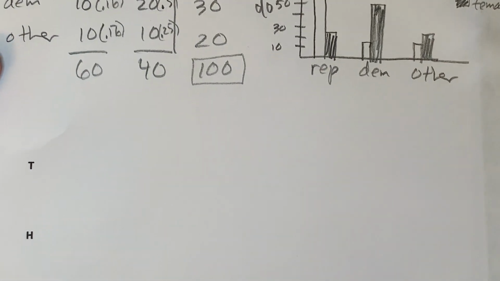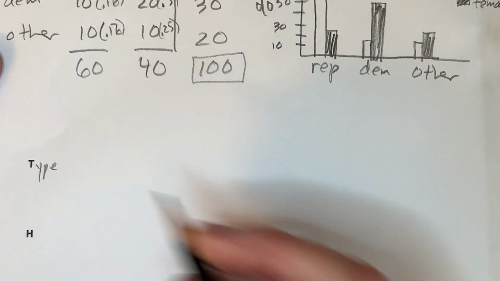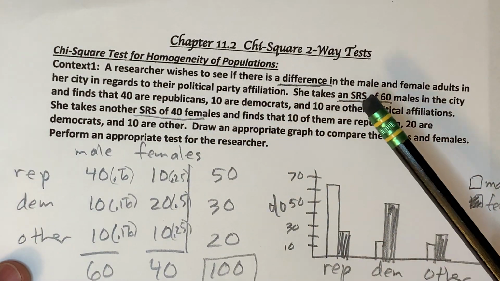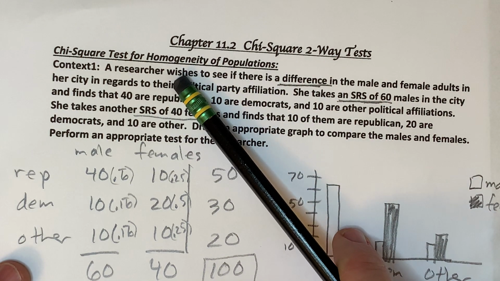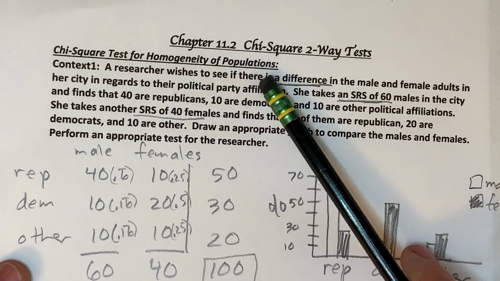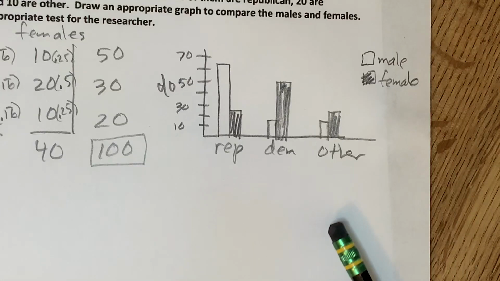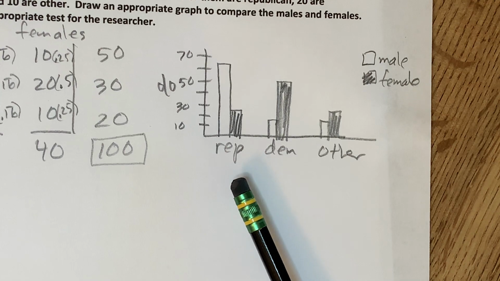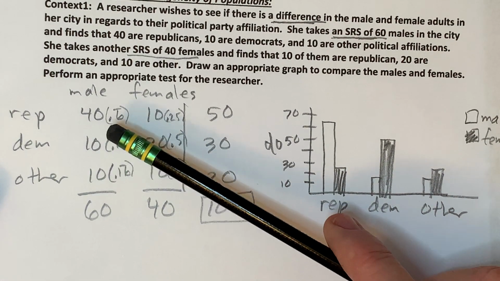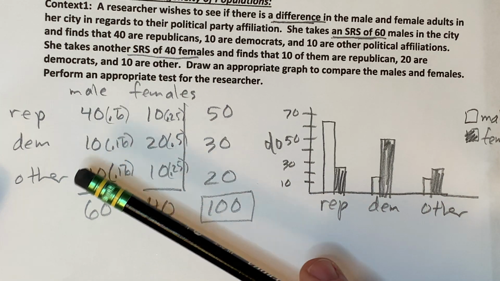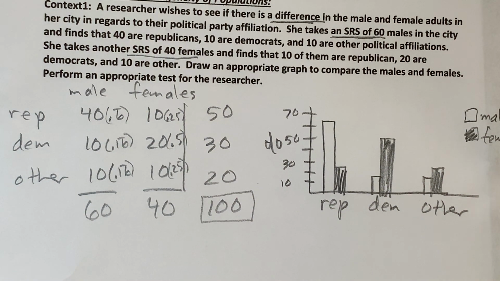So the first thing is the type of inference. We notice there are 2 different samples taken in regards to the chi-square. With 2 samples, it's homogeneity of populations. We're basically asking, are these populations homogeneous? In other words, are they the same? Just looking at this graph, they don't look to be the same. The males look to be much more likely to be Republican in this group, and the females look much more likely to be Democratic. But is it a statistically significant difference, or is it plausible that the difference is due to sampling variability? That's the question we're going after.